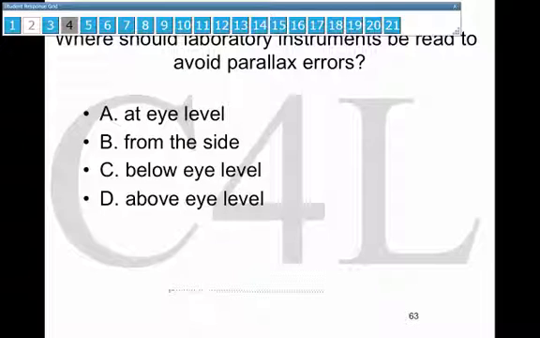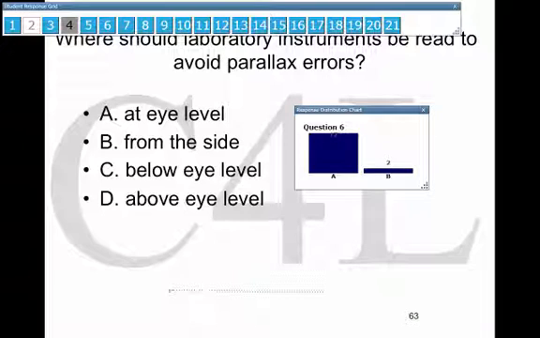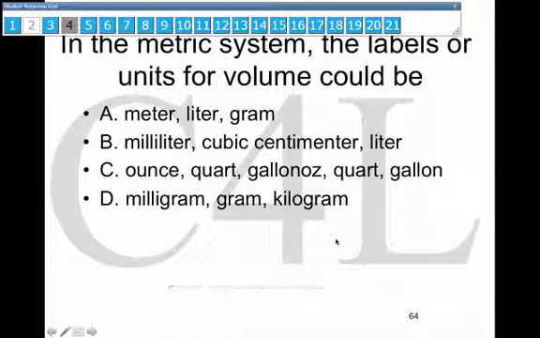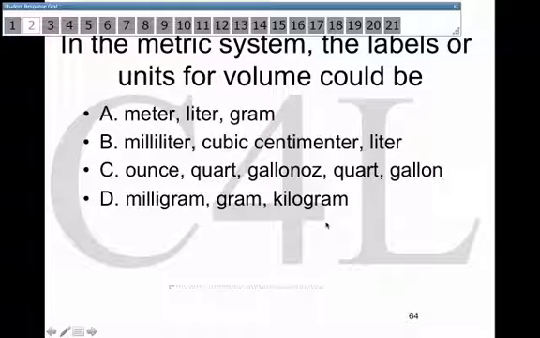And number 4 is Remington. So the answer is yes, at eye level. Okay. So whenever we have, like, reading the bottom meniscus, go down to eye level to read that. Measured or units for volume in the metric system. Remember, it's just the metric system, or volume.